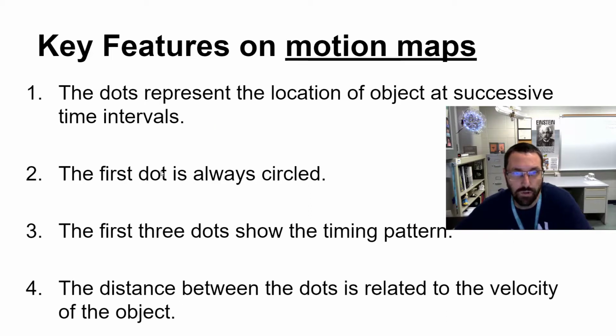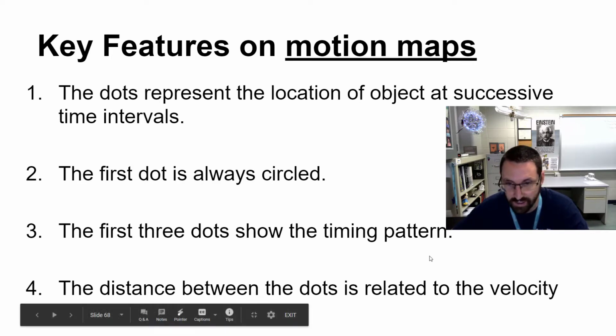Key features for motion maps. The dots representing the location of an object are at successive time intervals. We always circle the first dot, and with the first 3 dots we show the timing pattern. Are we counting by 1, 2, 3 seconds? Or 2, 4, 6 seconds, or 5, 10, 15. So you set up what you're counting by with those first 3 dots. And the distance between the dots is always related to the velocity for that time section.